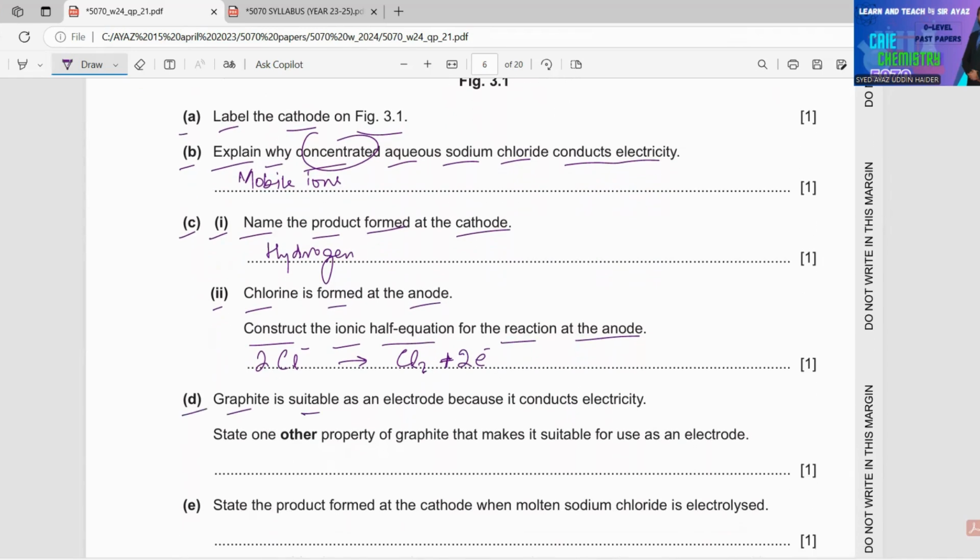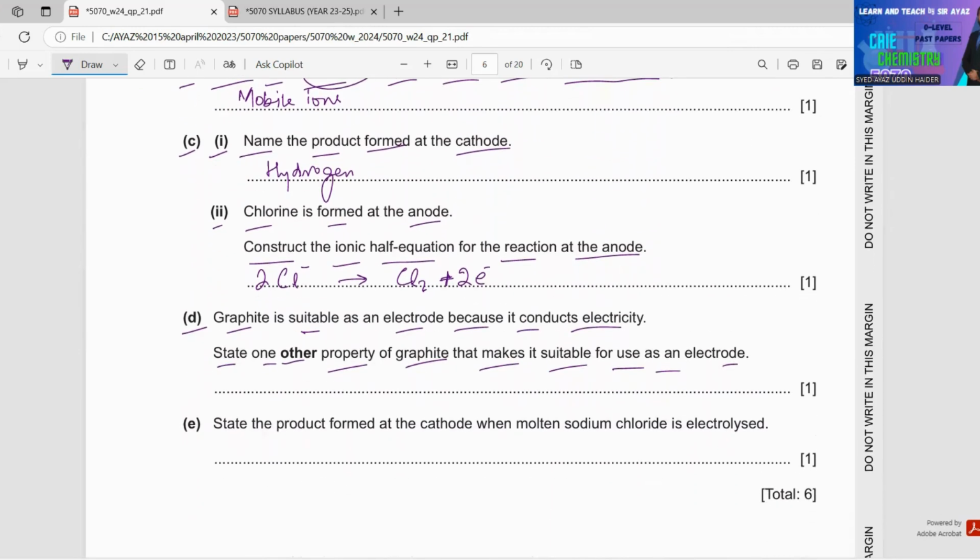So it must be 2 here and 2 electrons. D, graphite is suitable as an electrode because it conducts electricity. State 1 other property of graphite that makes it suitable for use as an electrode. It's inert or unreactive. You can write either inert or unreactive.